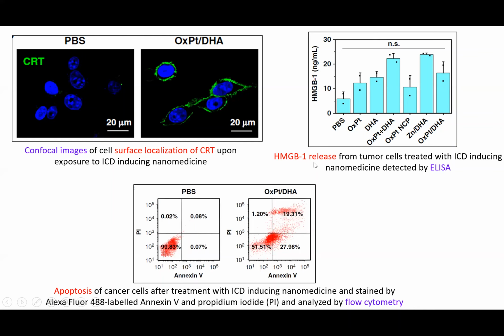Also, we can quantify the amount of HMGB1 released into the conditioned media of cancer cells after treatment with the immunogenic cell death inducer. We can quantify the level of HMGB1 released in the media using ELISA, for example. Also, we can detect the apoptosis of cancer cells after treatment with immunogenic cell death inducer nanomedicine using very simple fluorescent-tagged annexin V analyzed by flow cytometry to quantify the amount of apoptotic cells.